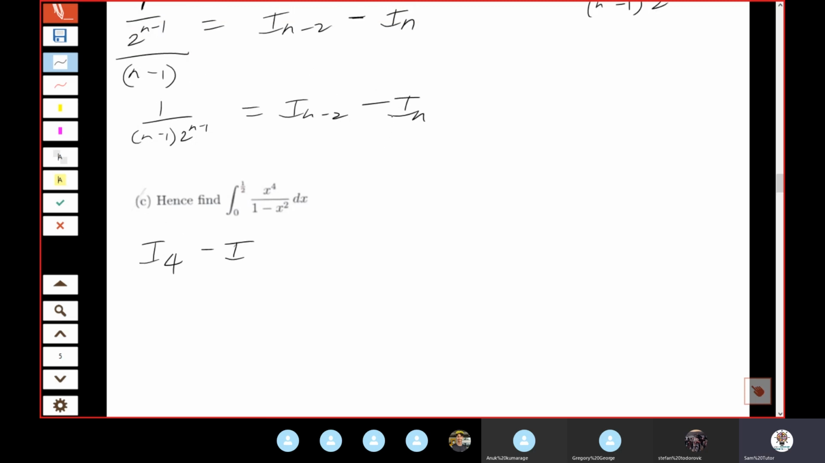I hate the way they've written it. See how I don't really like it like this? So I don't think you guys would like it either. What I would be doing is making I_4 the subject, but I'll do it this way. So n is 4, so this would have been 4 take away 2. So I_2 minus I_4 equals 1 on 4 take away 1, which is 3, times 2 to the power of 4 take away 1, which is 3.